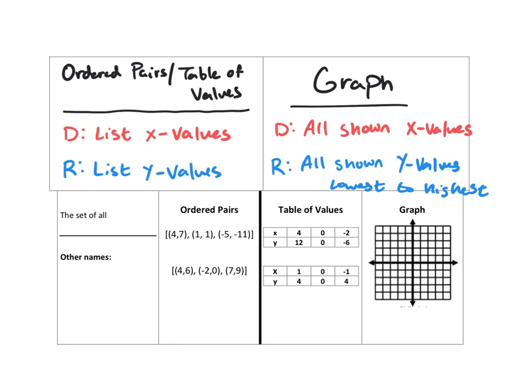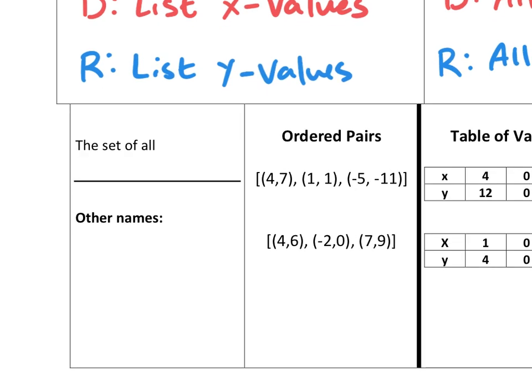You should hopefully be getting the idea behind this whole thing. The domain is always your x values. The range is always your y values. Have y'all heard this before? Okay, perfect. Now, just a little bit of stuff to get in here.